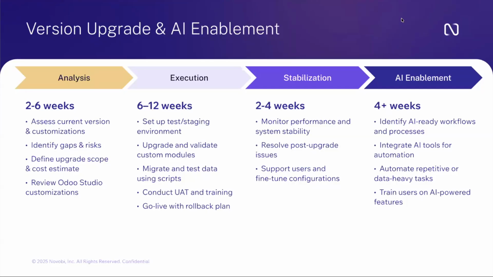Then we execute the upgrade, port the code base to the new version, send the database to Odoo to upgrade, and then we perform several tests before doing the cutover. And then finally, after we stabilize the system, usually it takes about 2 to 4 weeks for our team to help you with production issues.